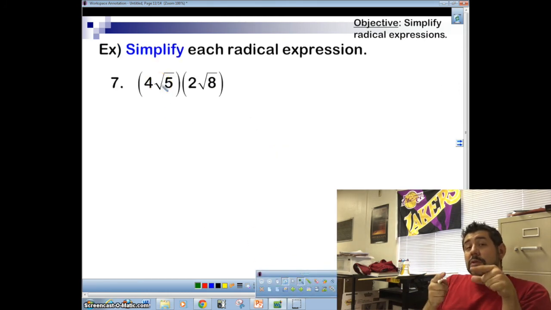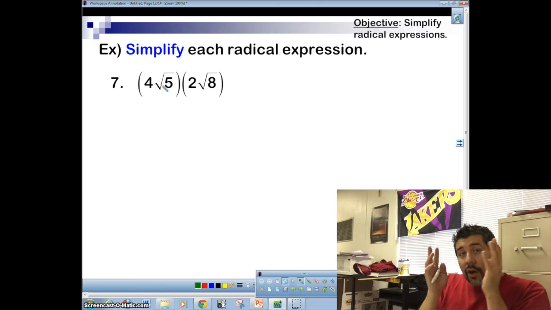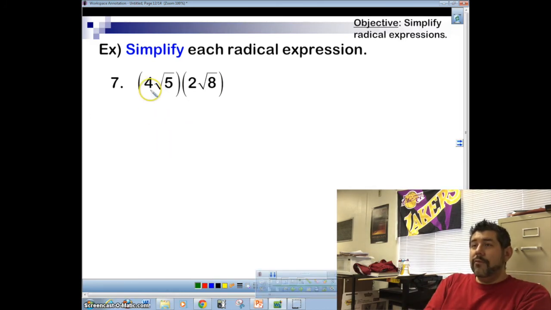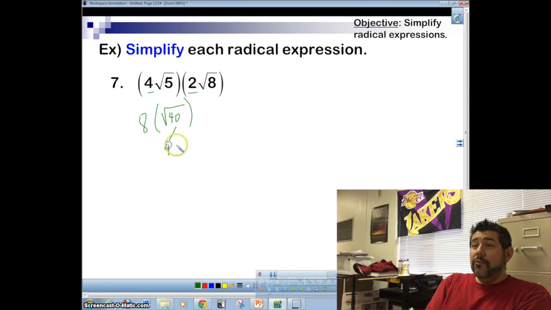Now, what happens if you're multiplying two things? Well, when you're multiplying two things, just multiply the things that aren't in the radical and multiply the two things that are in the radical, okay? So we're going to get 4 times 2, which is 8, and then root 5 times root 8, which is root 40. Now we still have to simplify the root 40, and 40 is 4 and 10, right? So we're going to square root each of those, and the square root of 4 is 2, and then root 10 we just can't do anything with.